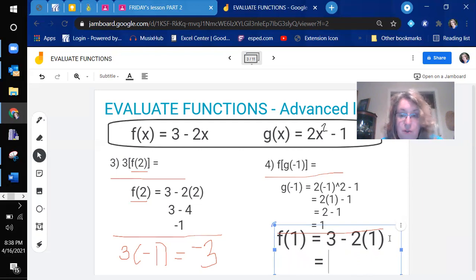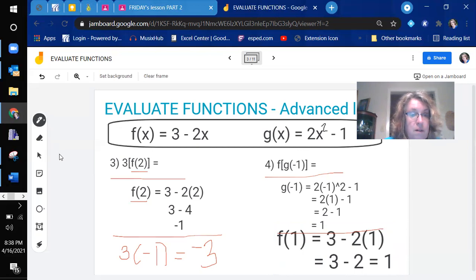And this one is equal to 3 minus 2, which the final answer for this one will be 1. It's always good to kind of highlight the final answer because we've got so much work. So the final answer for that one is 1. So that's how to work the ones that have inside parts and outside parts.